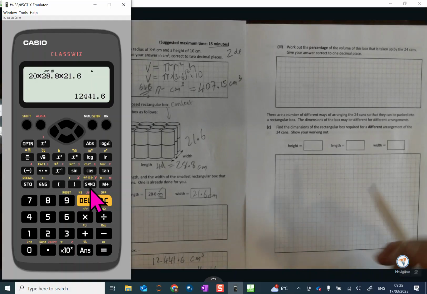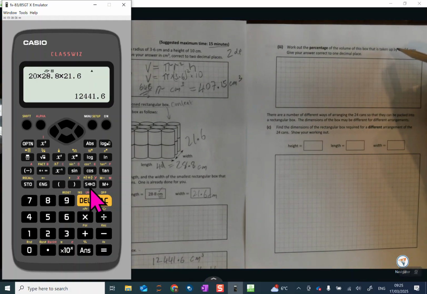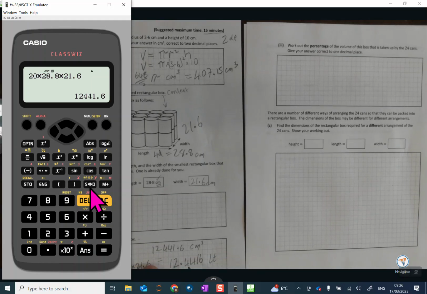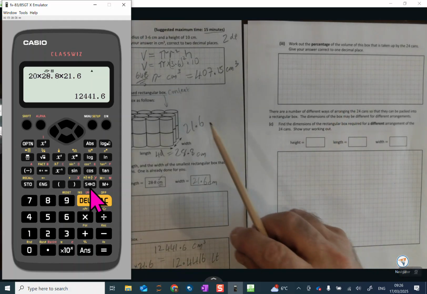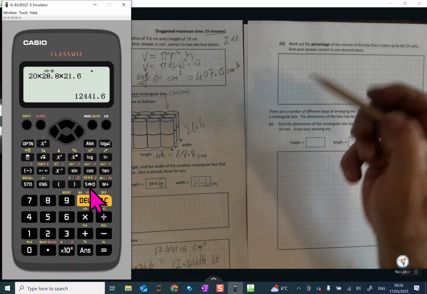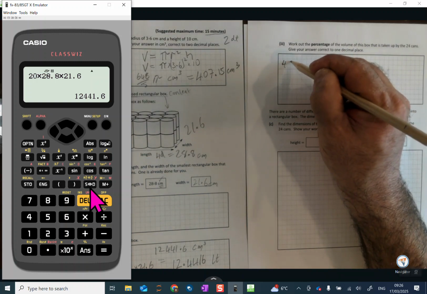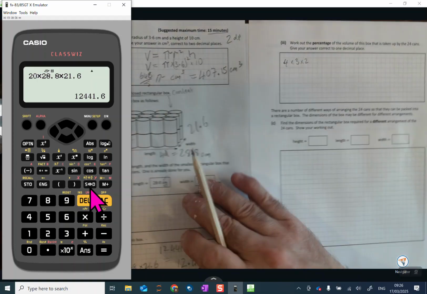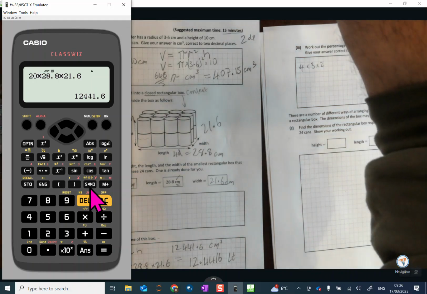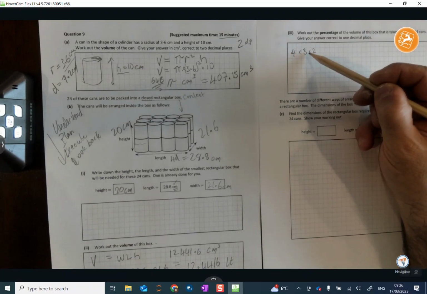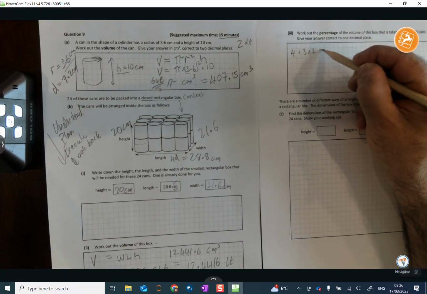We drive on. So work out the percentage of the volume of this box that is taken up by the 24 cans. So we know the total volume is here, either one of them. Sorry, just off picture there. And we know the volume of 1 can is 407.15. And we know that there are 4 by 3 by 2 cans. Okay, just looking at the picture we can see that. I'll kill the calculator for a second, until we need it again. So 4 by 3 by 2, 4 3s is 12 and 2 12s is 24 cans.